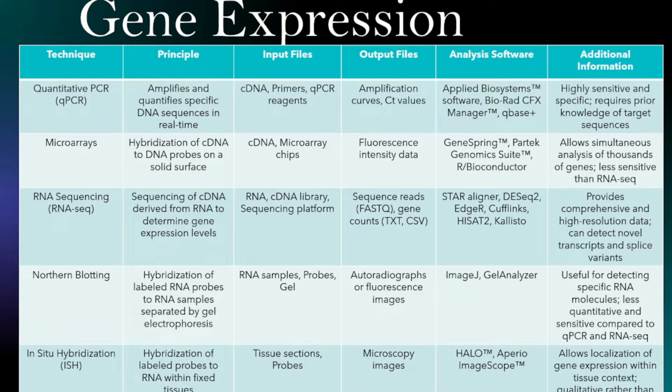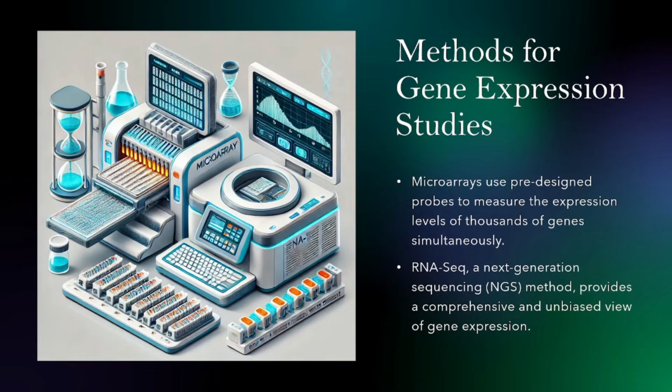We already know that there are so many methods available for gene expression. You can see quantitative PCR, microarray, RNA-seq, northern blotting, and in situ hybridization. Every technique has its own principle. Okay, so ultimately, to find out the gene expression, we are going to use all these options.